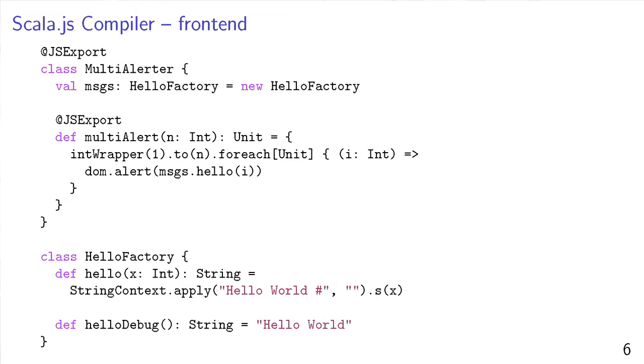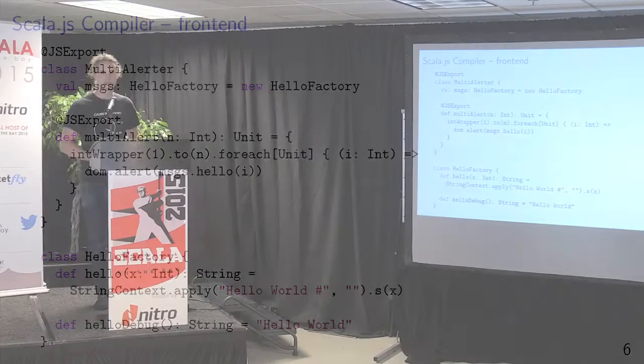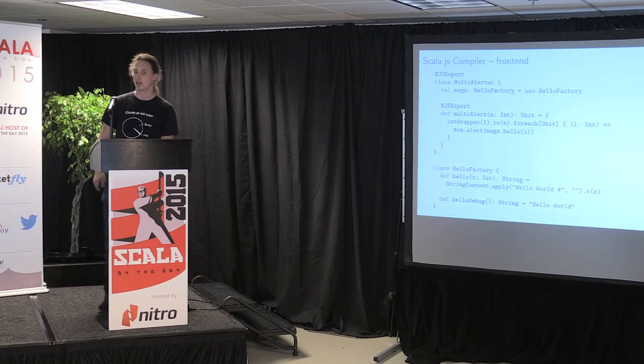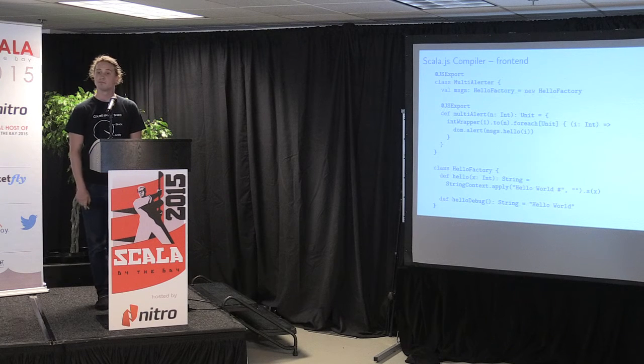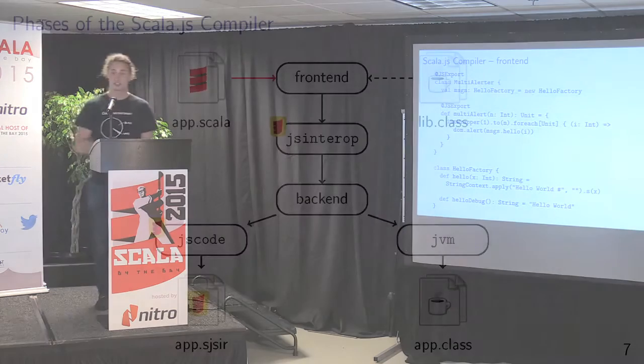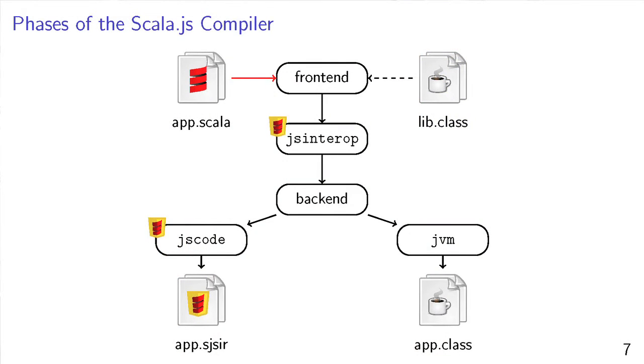And down here, the string interpolator expands to a call to the string context. That's just how internally string interpolators are implemented. All right, again, I'd like to mention this is just the Scala compiler. We get all this for free. There's no code in Scala.js at all to do this.